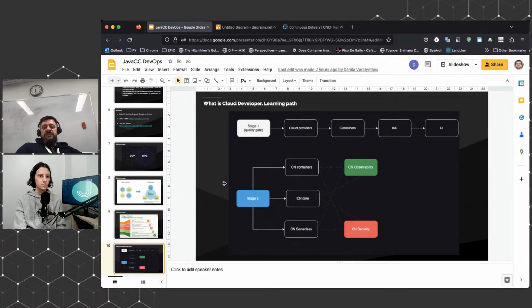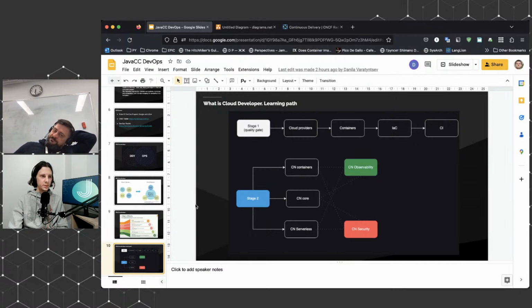But this doesn't mean that you can never reach this. If we're looking at stage 1, it's feasible and doable. Stage 1 is a quality gate that can show you whether you are able to go into this area or not. This is it, in effect, regarding the cloud native developer. And maybe we need to go to questions.